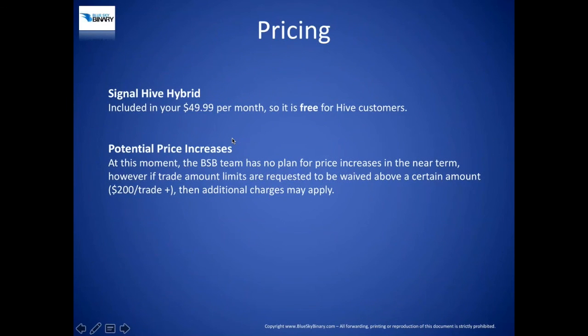Right, let's discuss pricing. So the thing is that it's free. So Signal Hive Hybrid is included in your monthly subscription price for Signal Hive. So you're paying $49.99 for the robots, which come included. And now you're also getting the Hive Hybrid automatic trading capability embedded in that price. At this moment, we have no plan to increase the pricing for this. We want to first make sure that the system is stable and it's generating a stable source of income for you on the side. And this process may take a few months, right? Because the technology is pretty new to the binary space.